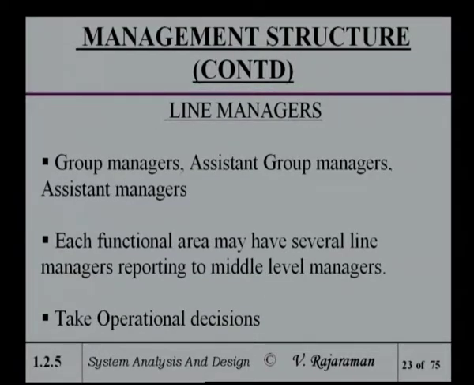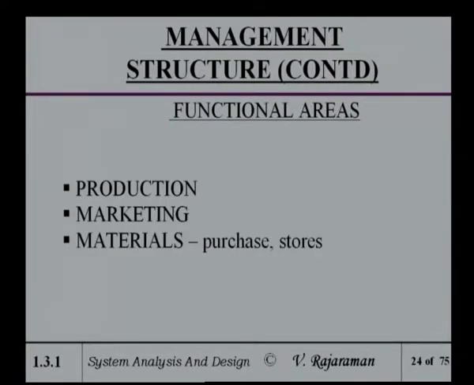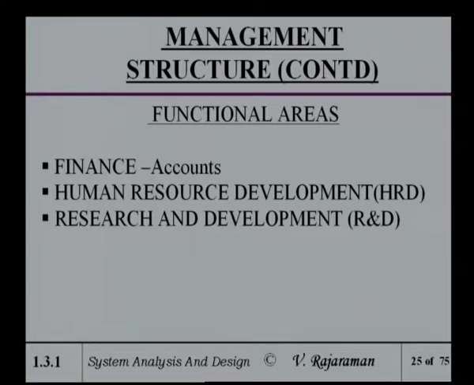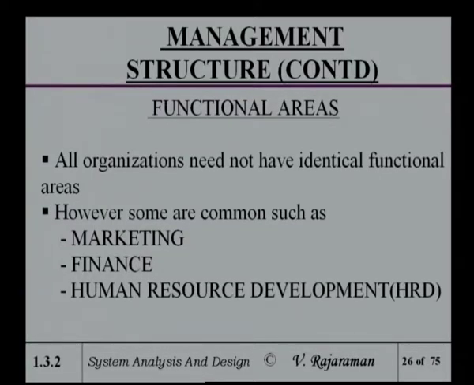Line managers are essentially group managers and assistant group managers, and each functional area may have several line managers reporting to middle level managers, and they take operational decisions. As I said, the functional areas are production, marketing, materials, finance, human resource, and R&D. It is not essential that every company have all these functional areas.